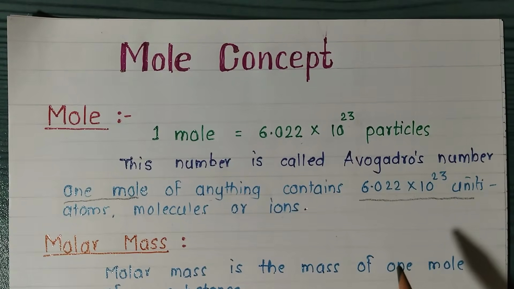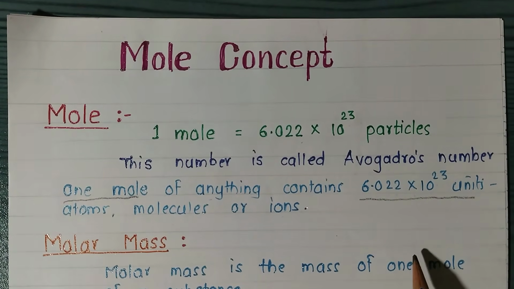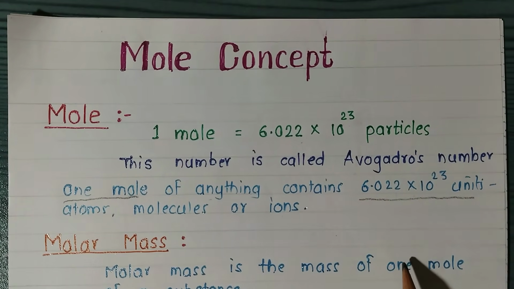So why do we need the mole concept? As we know, atoms and molecules are extremely small, so we can't count them individually. So instead, chemists use the mole to count particles easily, relate mass to number of particles and perform chemical calculations.